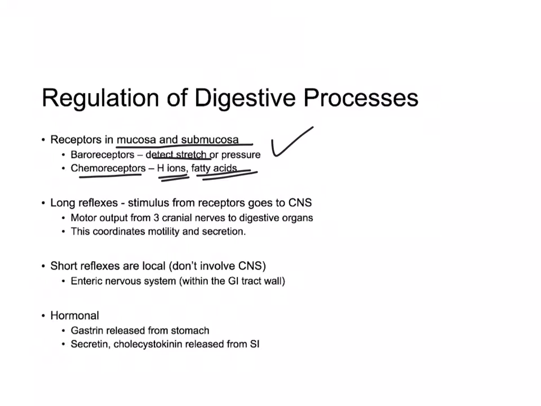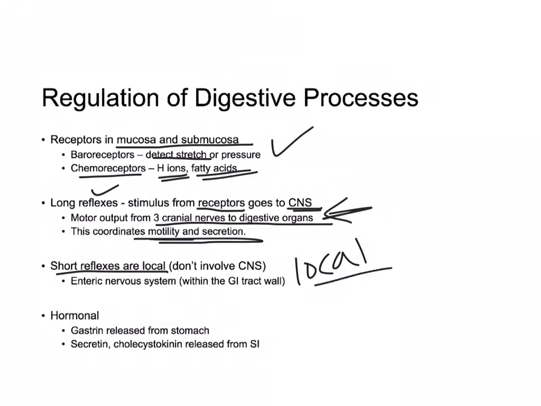Okay, now there's two kinds of reflexes going on. There are long reflexes, so they go all the way from the GI tract to the central nervous system, and then 3 cranial nerves send the information to the digestive organs. They'll coordinate motility and secretion. Now there are these things called short reflexes, and they're just local. So they only involve the GI tract. They're part of the enteric nervous system, so it's within the GI tract wall.